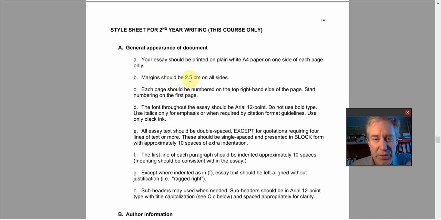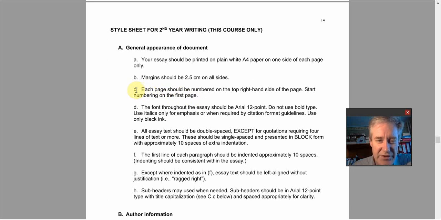Margins should be 2.5 centimeters on all sides. Okay? So that means on the left side of the page, on the right side, on the top, on the bottom, the white space should be 2.5 centimeters. And you can adjust this using your word processing program. You can adjust the margins to have them fit these specifications.